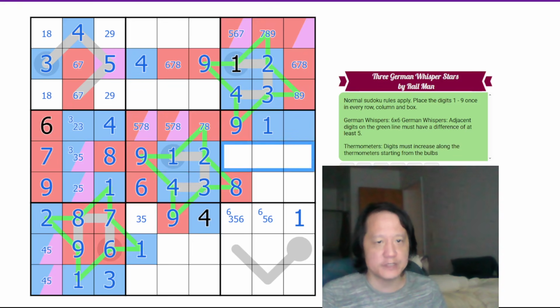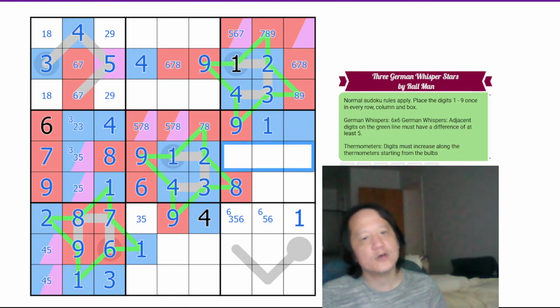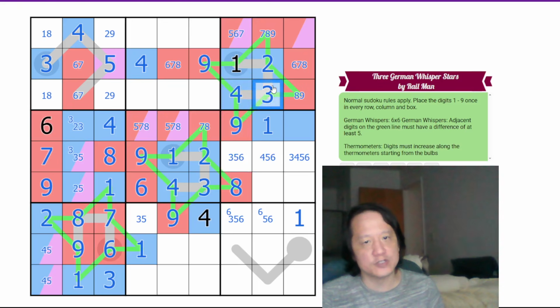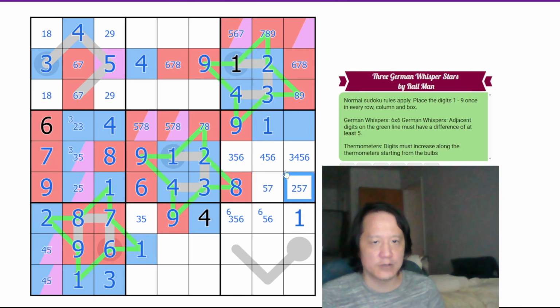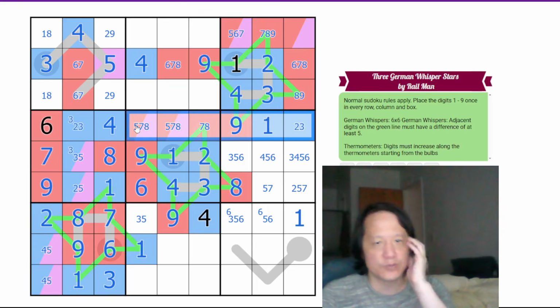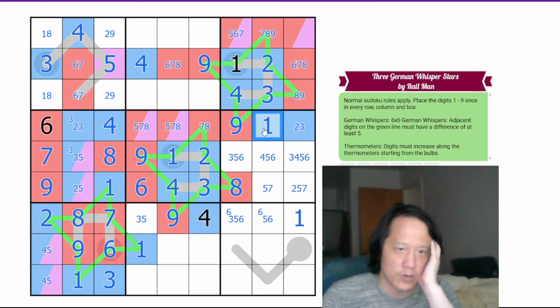Okay, remaining digits of row 5. We have 3, 4, 5, 6. No 4 here, no 3 here, because of digits in the columns. Remaining digits of row 6 are 2, 5, and 7. No 2 here because of 2 in the column. And this has to be 2 or 3 remaining in row 4.